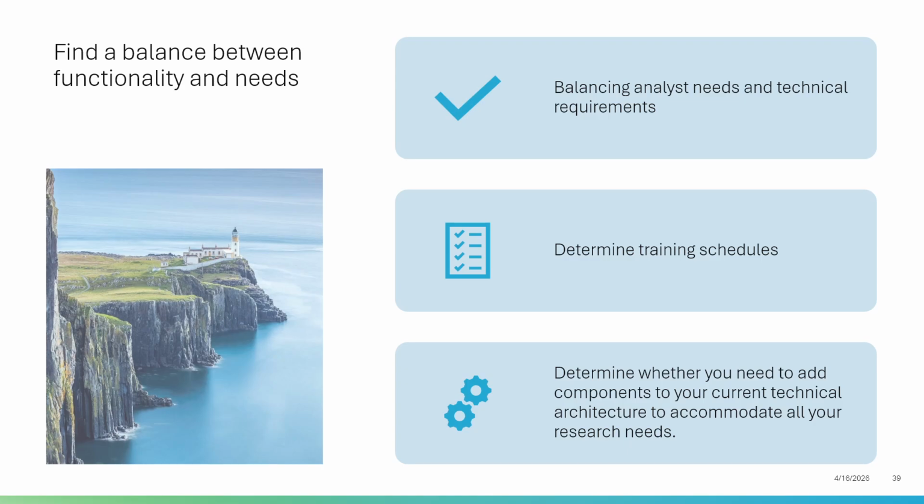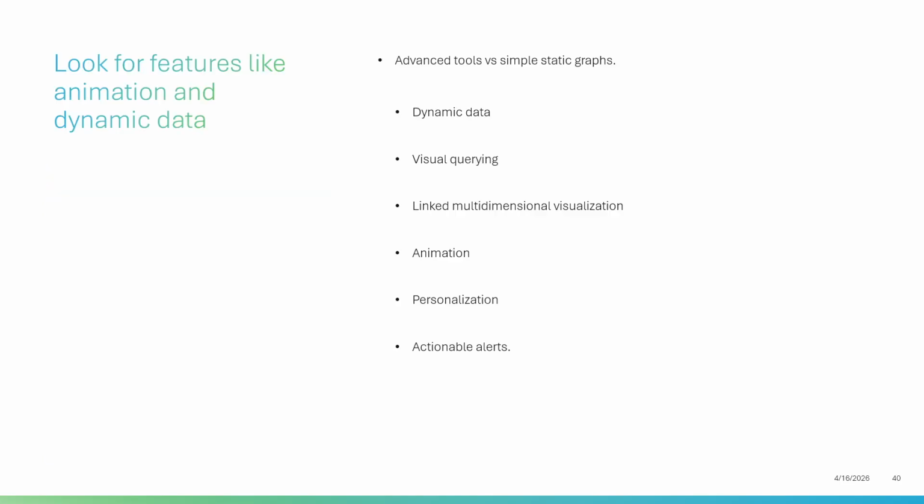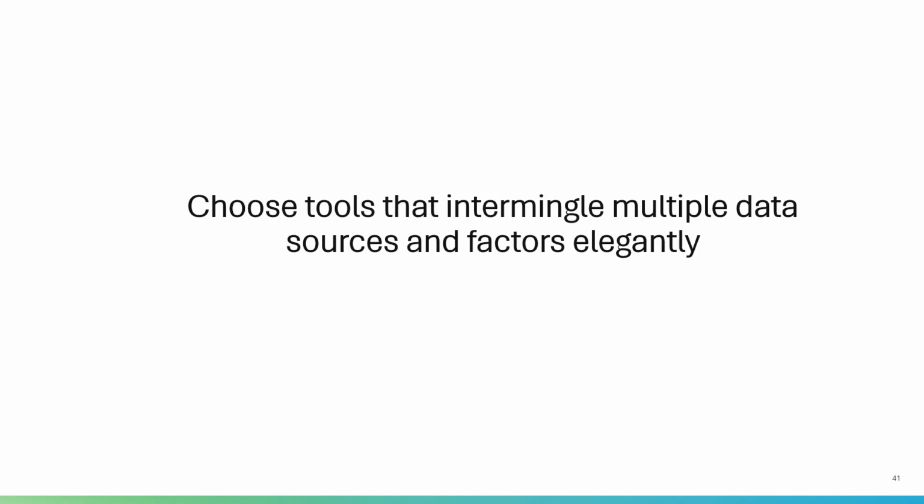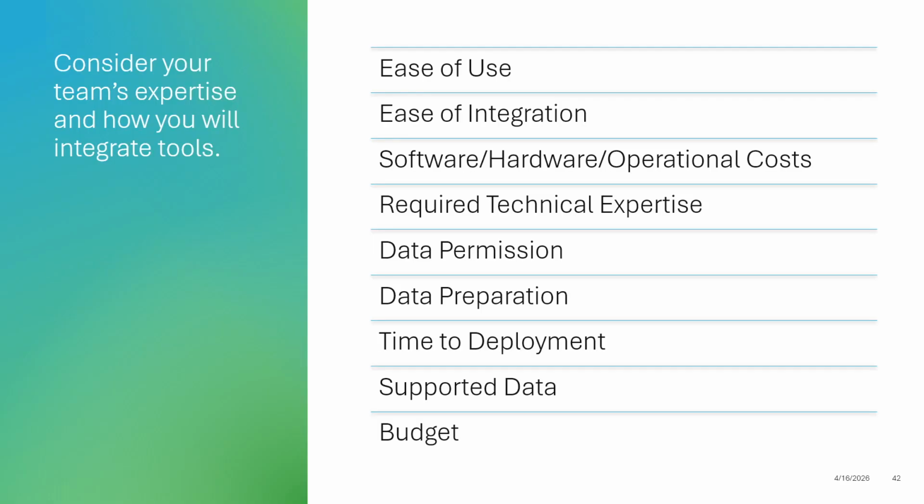So then you take the list, you balance the analysis and the technical requirements. Then you need to also incorporate how we are going to train people. Do we need to train the people? And if we need to add components, how are we going to do that? And also these other features that you want to add. Then the recommendation is to choose a tool that intermingles multiple data sources and factors elegantly.